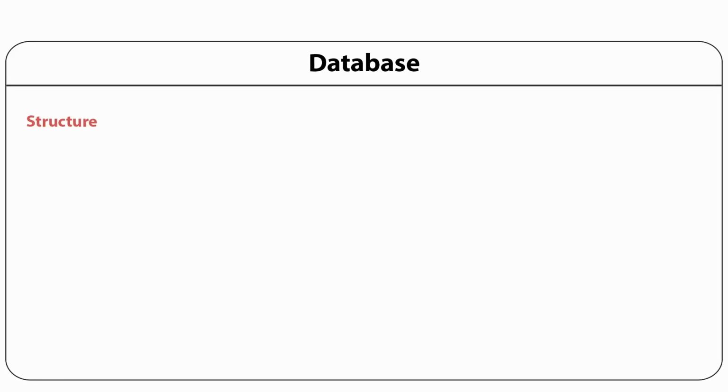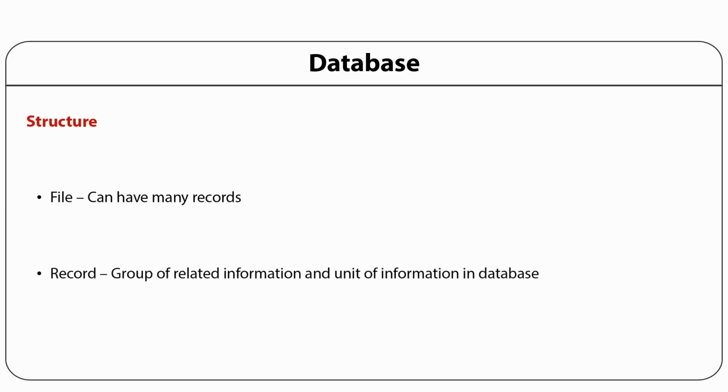So if you see the structure of a database, we have three parts, that is file, records and fields. A file is a collection of records. A file contains several records. In a computer, actually any data if you store, it is in a form of a file. Since as we have seen that in a database file we have several records, these records are basically group of related information, and the record is the smallest unit of information in a database.